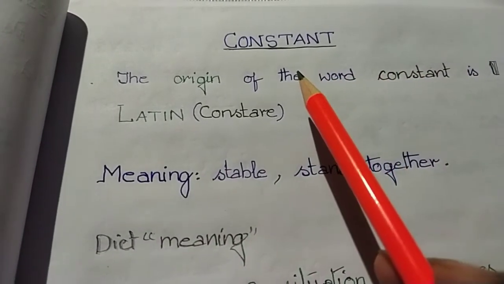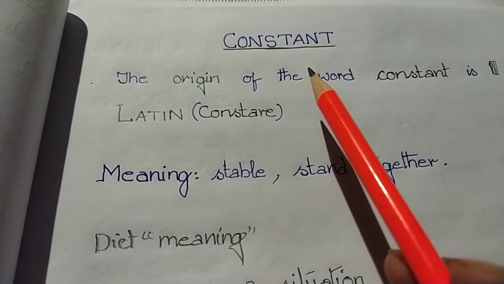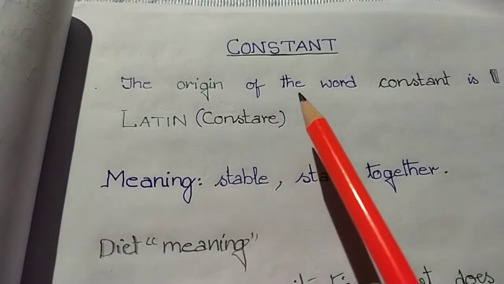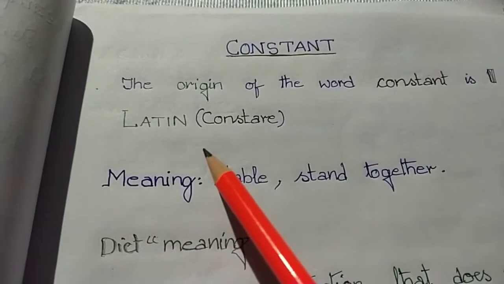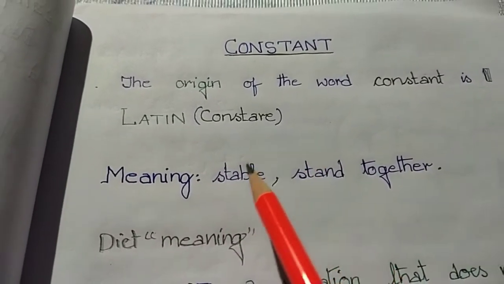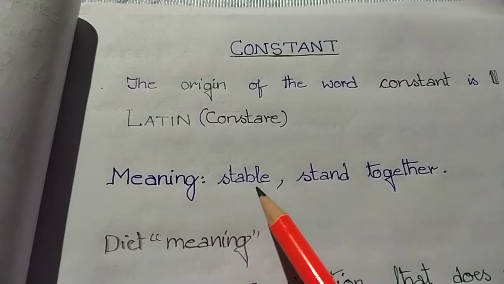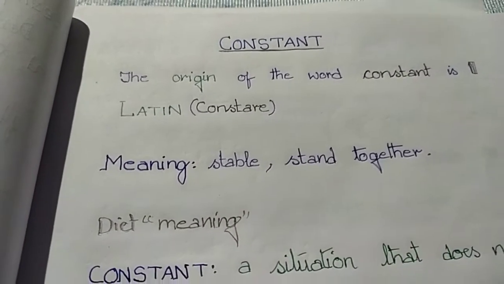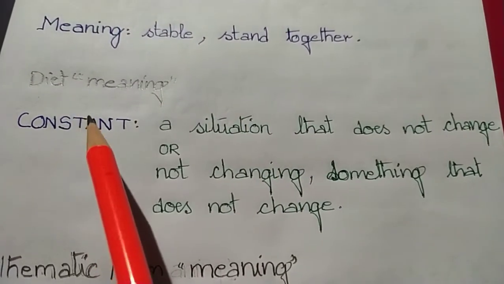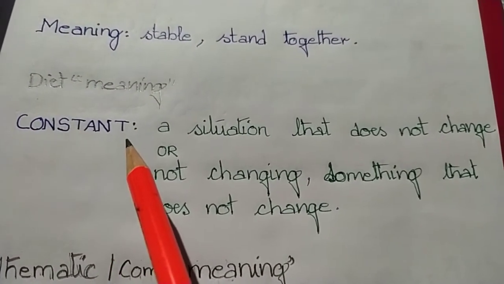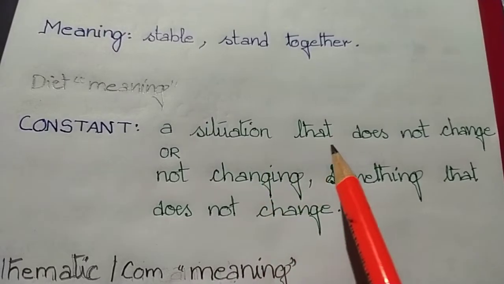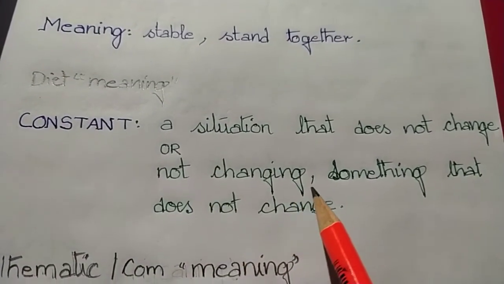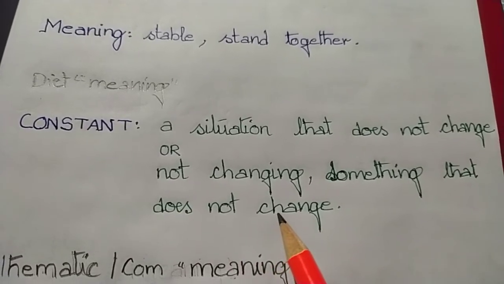So what is constant? First, let me explain to you about this word constant. The origin of this word constant is Latin, which is constare, and the meaning of this word is stable or stand together. And the dictionary meaning of the word constant is a situation that does not change, something that does not change.